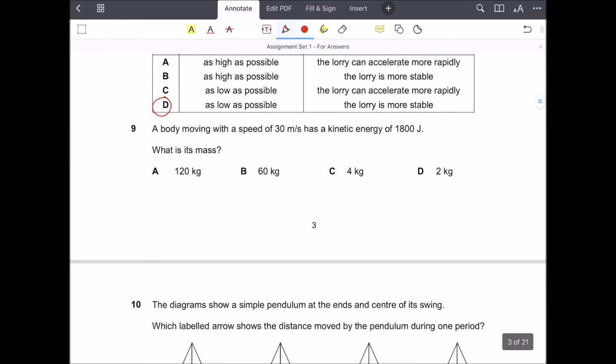Next one, a body moving at a speed of 30 has kinetic energy of 1800 joules. So KE, straight away you know that is half mv squared. Alright, so I can write down KE equals half mv squared. So 1800 equals half times the mass, which I want to find out, times 30 squared. So here I would get my mass to be 4 kg.